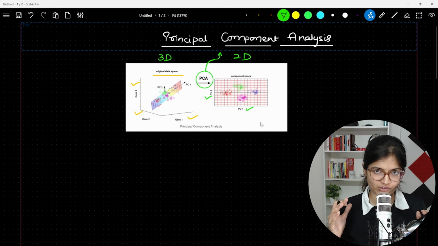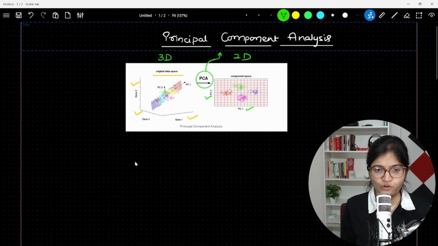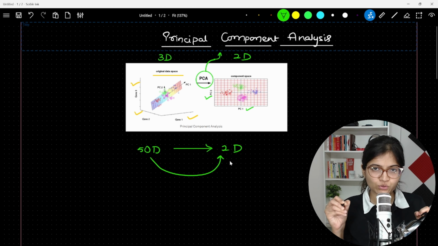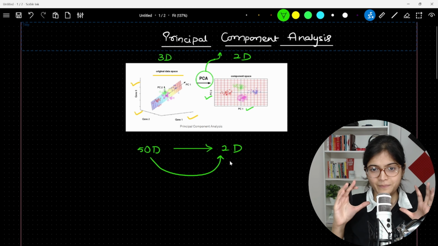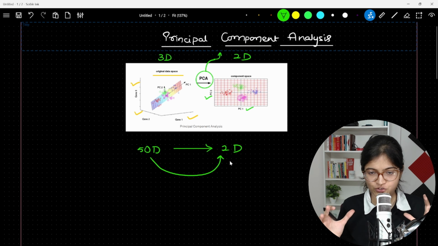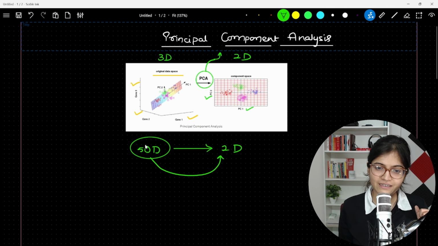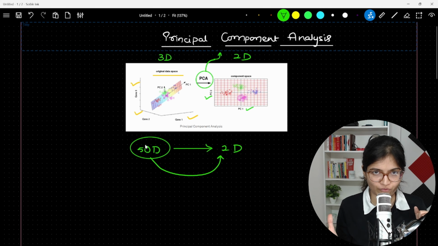Same thing will be applicable if, let's say, we have a 50-dimensional space and I want to reduce it to maybe 2 dimensions. We can do that by looking into the vector, so that we will have 2 components, PC1 and PC2, which contain the maximum information which these 50 dimensions of feature values are giving to us.